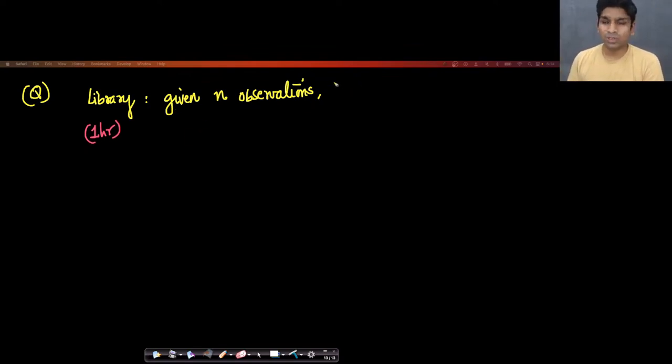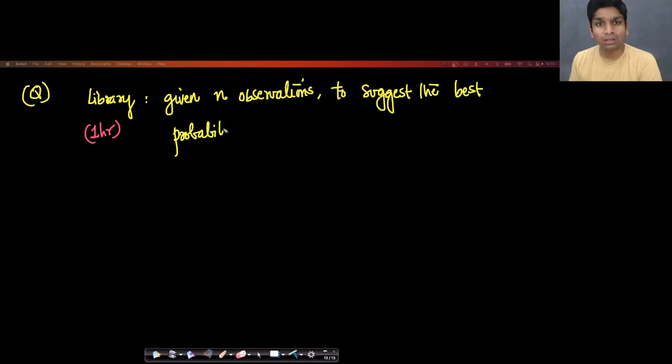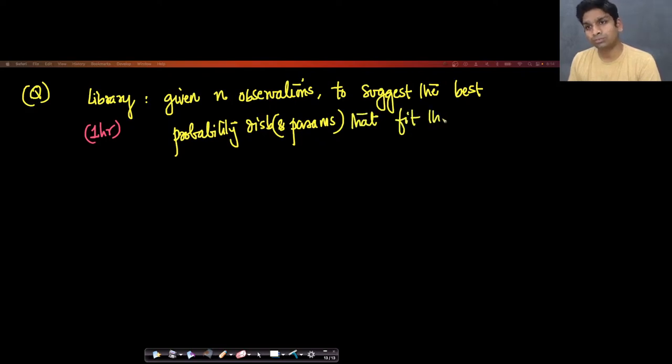Given n observations, write a library to suggest the best probability distribution that fits these n observations. The best probability distribution and the parameters of the distribution, right? You should also return the parameters of the distribution that fit the n observations. How will you design such a system, or how will you write it?